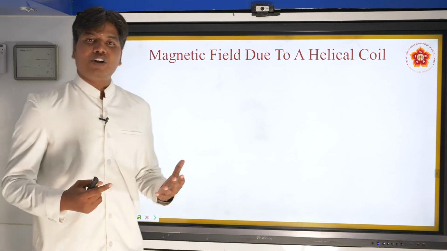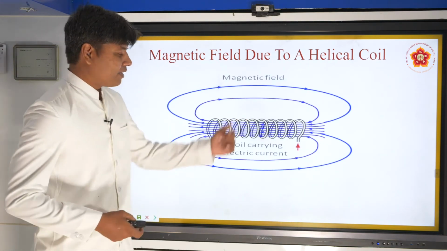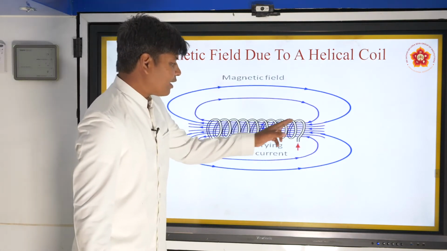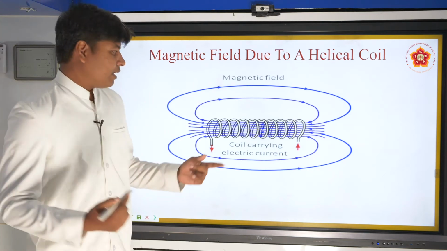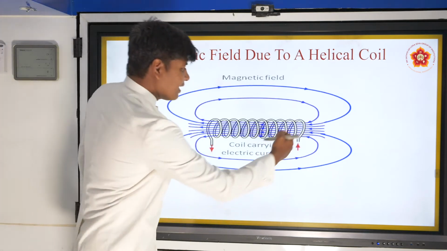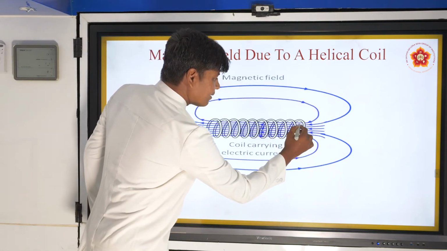Let us add more coils. If you add more coils, what happens? I am adding more coils here, right? See, one coil we have studied, every element of this coil will produce a magnetic field inside the coil in the same direction, right? In the same direction.